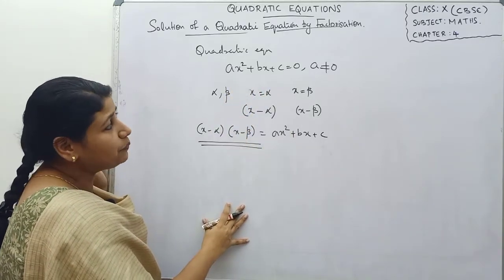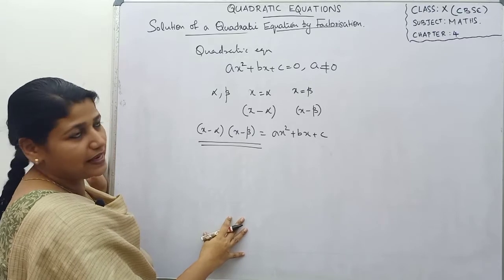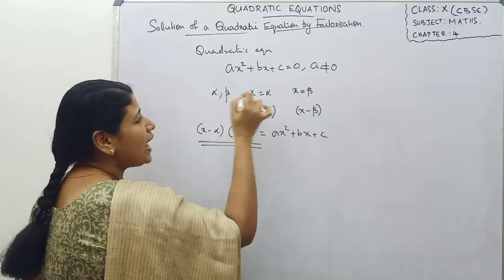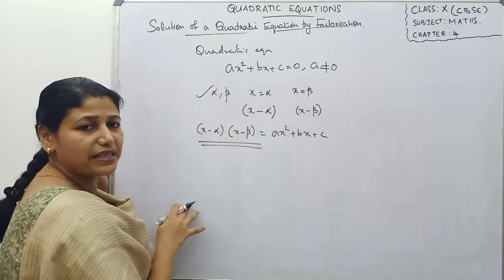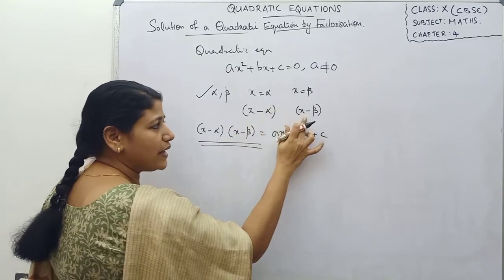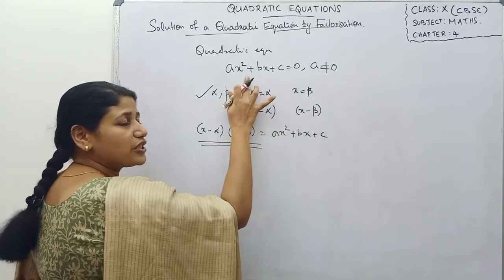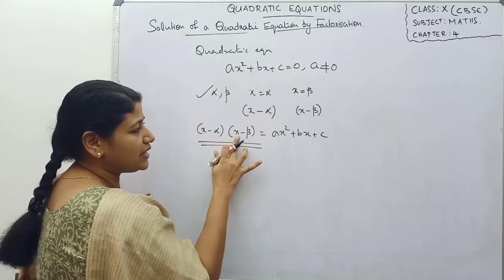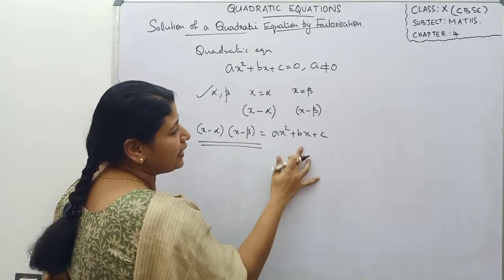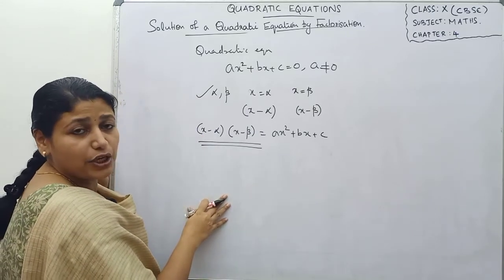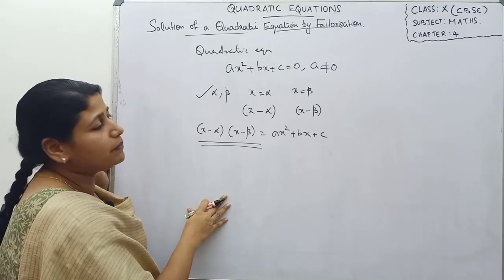Once more I will tell you, if you are having a quadratic equation like ax square plus bx plus c equal to 0 where a not equal to 0, and if you find out that alpha and beta are the roots of that equation, then x minus alpha and x minus beta are the two factors of this equation, or you can write x minus alpha into x minus beta equal to ax square plus bx plus c. So how can you find out these factors? You have studied already so many methods.